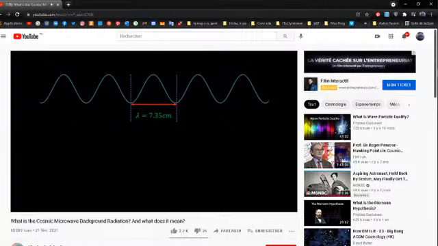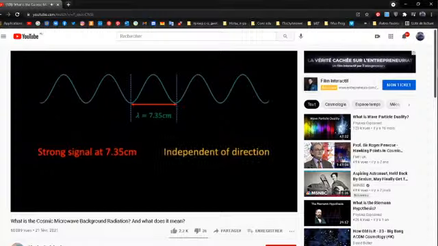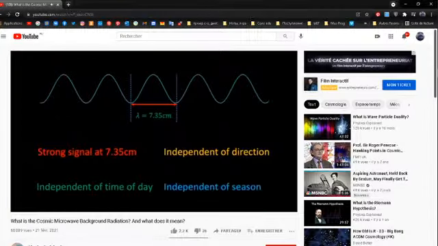However, when Penzias and Wilson began taking measurements in the spring of 1964, they were surprised to find a very strong signal of microwave noise at 7.35 centimetres. What was even more perplexing was that the strength of the signal appeared to be independent of the direction they pointed the antenna, as well as the time of day or the season.